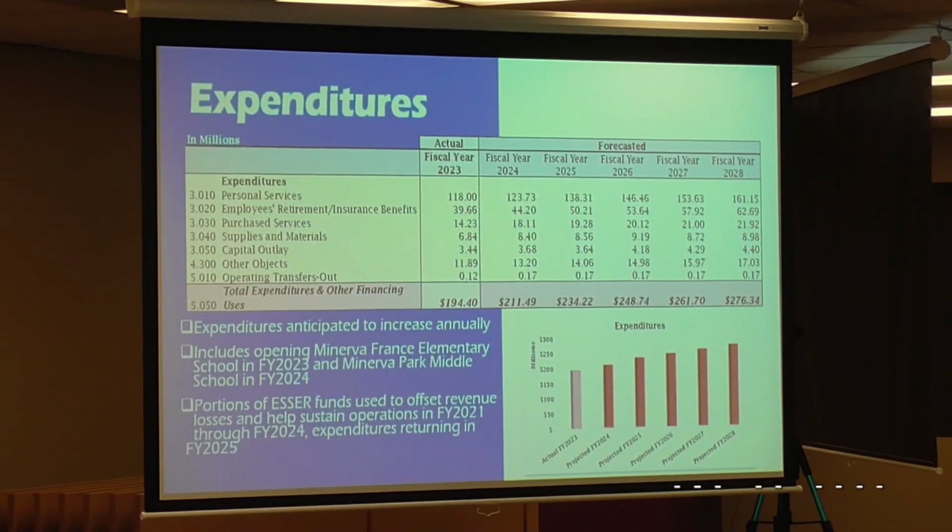And looking at expenditures, they are anticipated to increase annually as the cost of doing business and inflation rises, or inflation stays high. This forecast includes us opening Minerva Park Middle School in the current fiscal year 24, and we opened Minerva France Elementary School last year in fiscal year 23. And then the biggest hit to our expenditures are the portions of the ESSER funds that were being used to offset revenue losses. Those will be expiring and returning back to the general fund in fiscal year 25.